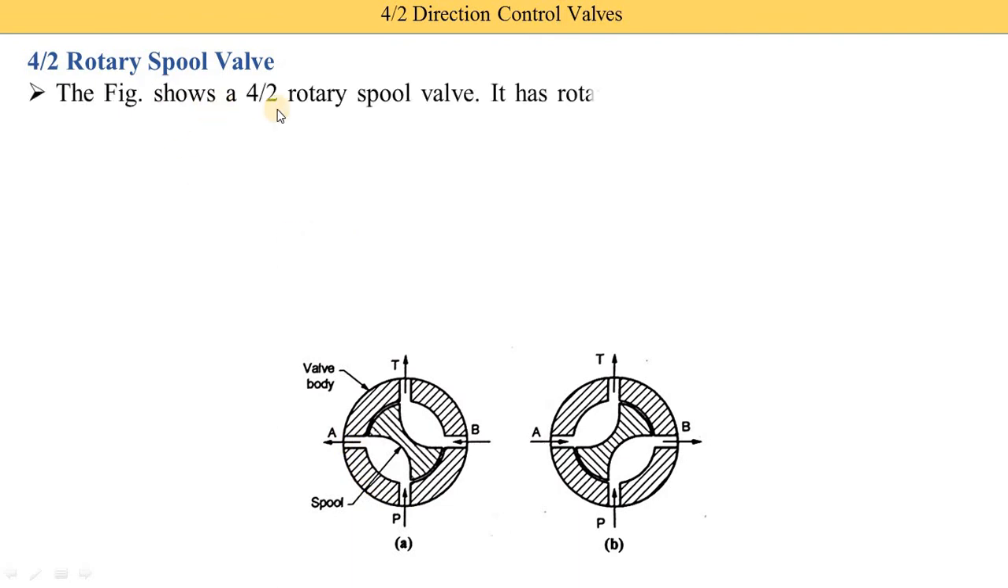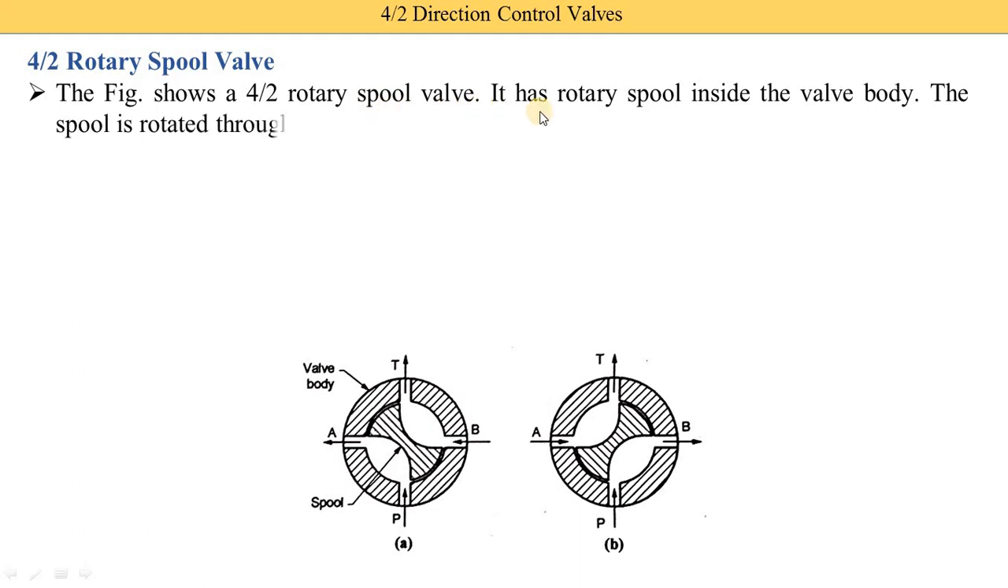The figure shows a 4x2 rotary spool valve. It has the rotary spool inside the valve body. Why is it called a rotary spool? Because it is rotated. The spool is rotated through 90 degrees to operate the valve. For operating the valve, we need to change the position, and at that time we need to rotate this spool by 90 degrees. Why do we need to rotate 90 degrees? Because every port is provided at 90 degrees. So when we need to change the position, we need to rotate the spool by 90 degrees.